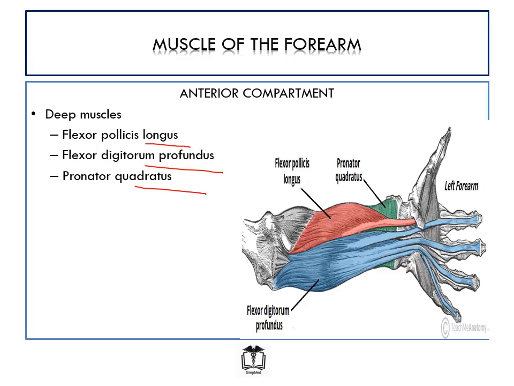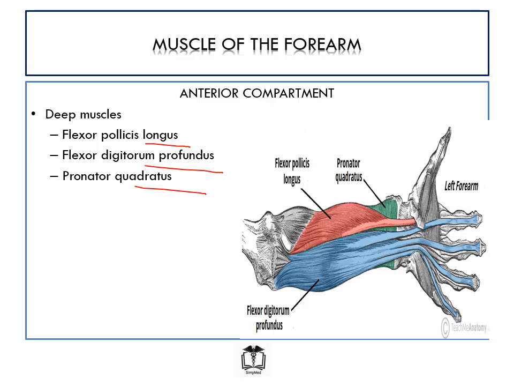The pronator quadratus muscle originates from the anterior surface of the distal one-fourth of the ulnar bone. It inserts at the anterior surface of the distal one-fourth of the radius. So just like the pronator teres, it spans from the ulna to the radius. Remember that the pronator teres crosses obliquely, while the pronator quadratus tends to cross more horizontally than obliquely. You can see it in green, starting from the ulna and going all the way to the radius.